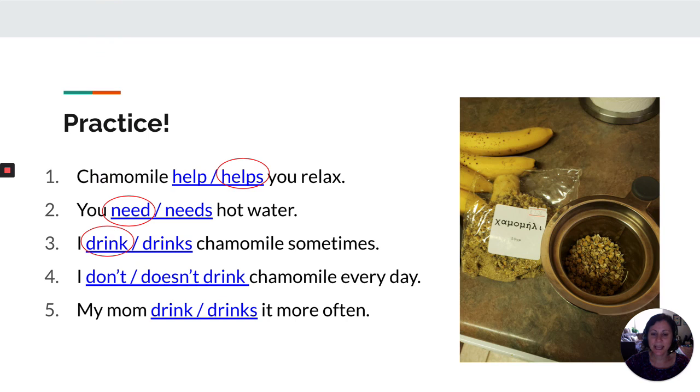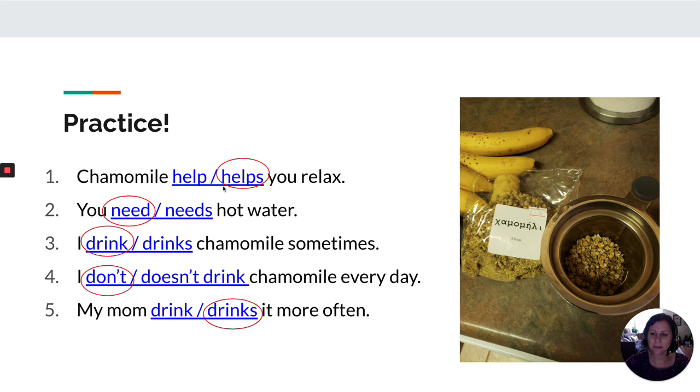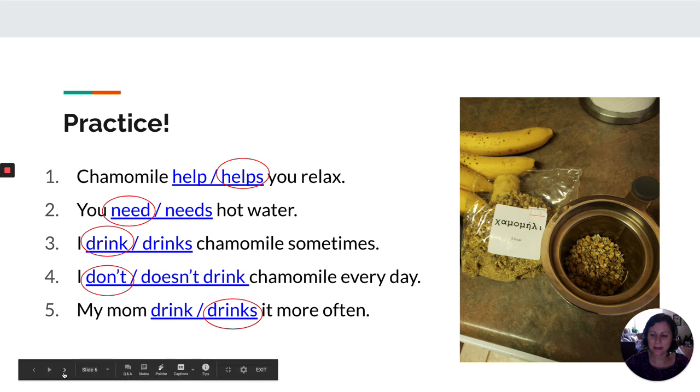I drink chamomile sometimes. Number 4, I don't or doesn't drink? I don't drink chamomile every day. But number 5, my mom drinks it more often. This is like saying she. So remember, if you have he, she, or it, or a singular noun, you're going to add the s to the verb.